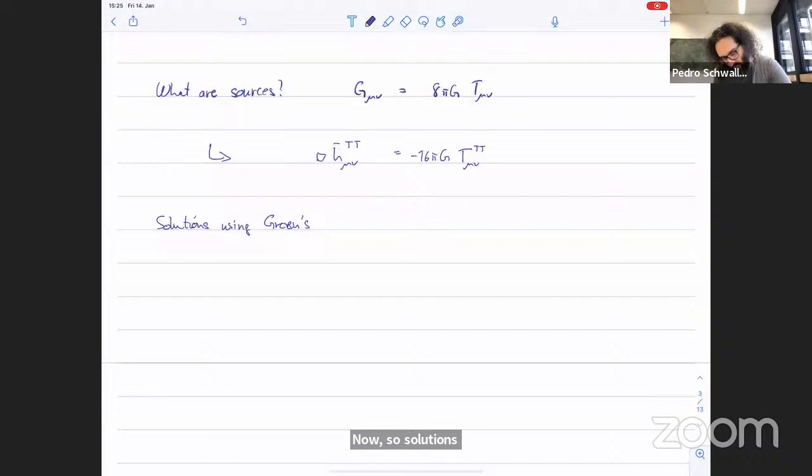If you remember, the Green's function is defined like this: G of x minus y is equal to delta 4. So the D'Alembert acting on the Green's function is equal to the delta function. And if you have this Green's function, then you can write the solution in terms of the source.